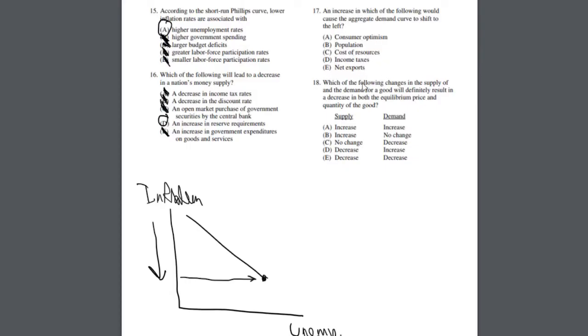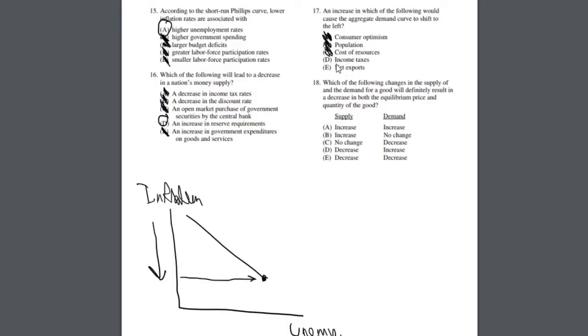17, an increase in which of the following would cause the aggregate demand curve to shift to the left? A shift to the left is a decrease in aggregate demand. So whenever you increase something, it's going to decrease aggregate demand. An increase in consumer optimism? No, it's going to increase C, which is going to increase aggregate demand. Remember, aggregate demand is essentially real GDP, and real GDP is C plus I plus G plus X minus M. An increase in population is not necessarily going to increase or decrease aggregate demand. In fact, it might eventually increase it once those people are working and consuming. Cost of resources? No, that's going to decrease short-run aggregate supply, not aggregate demand.